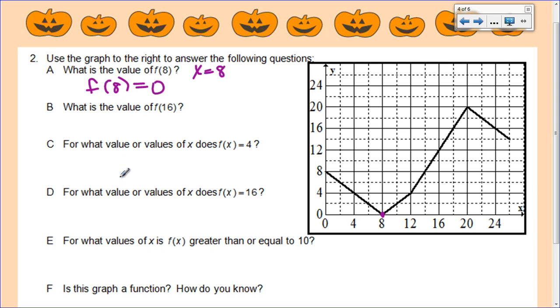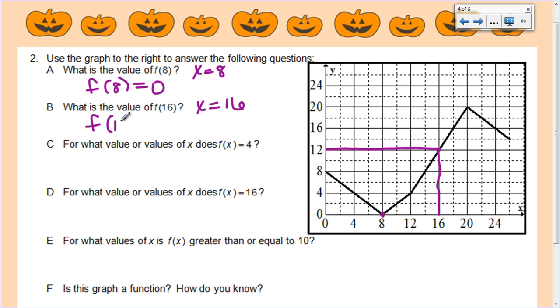B says, what's the value of f of 16? So same thing, they want to know what's the function value when x equals 16. So I'm going to draw a line up here at 16 until it meets my graph. Well, it meets my graph right here, which if I go over to the corresponding y value, I see that it equals 12.